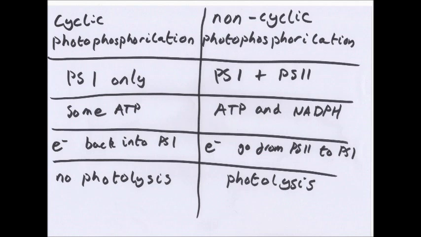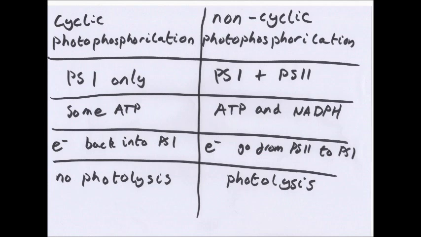There are two types, cyclic and non-cyclic. Non-cyclic is the one I just discussed, where you use photosystem 1 and 2, ATP and NADPH are produced, electrons go from photosystem 2 to photosystem 1, and photolysis occurs. In cyclic photophosphorylation, excited electrons pass to an electron acceptor but go straight back to the chlorophyll molecule from which they were lost.